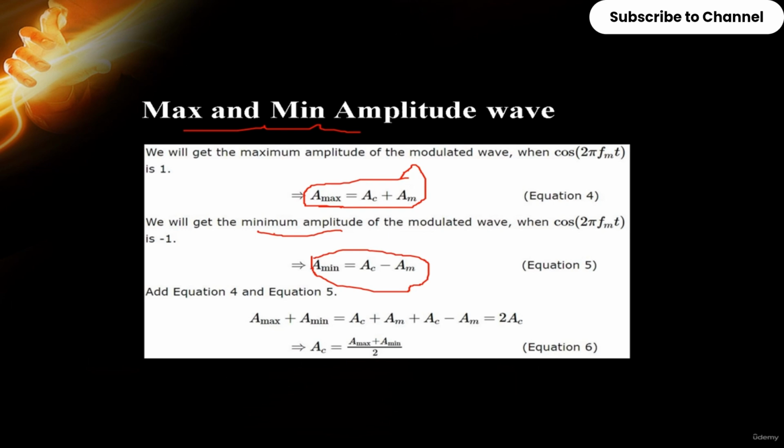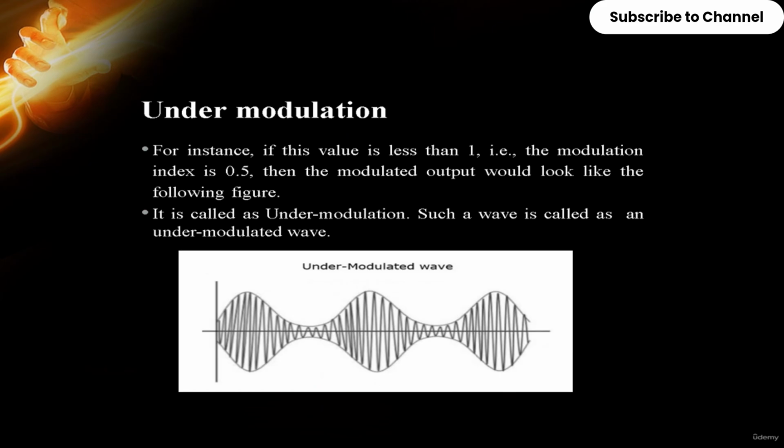So when we are adding these two equations, we get the carrier wave amplitude as A max plus A min divided by 2. That is what we are doing: AC plus AM plus AC minus AM. So these two will get cancelled, and finally we get the result AC is equal to A max plus A min by 2. Like that, we calculated the formulas related to amplitude modulation.